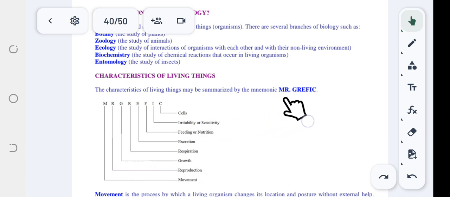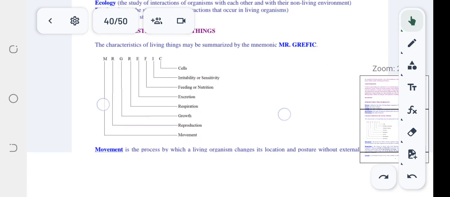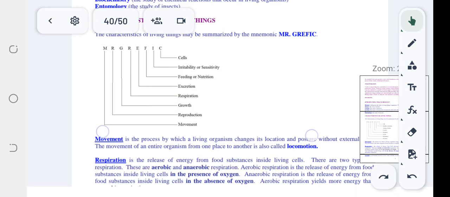In order to make this much easier, sorry, here I was seeing another E, a little bit of a blurred image, but here it is just so clear. I'm sure we are not having a problem with the mnemonic Mr. Graphic. Then let's proceed and look at each of these characteristics.